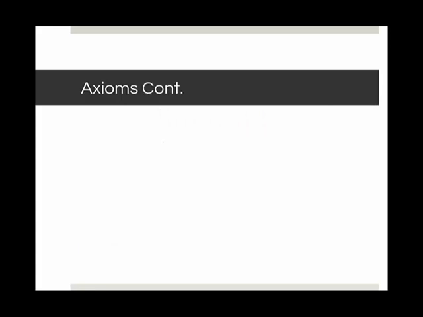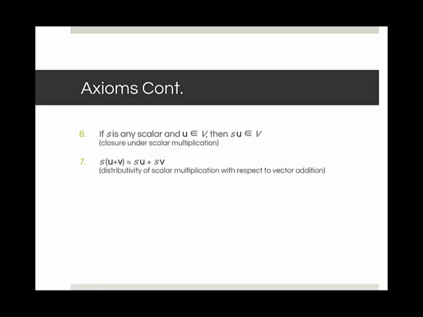So what else do we need to be a vector space? We're going to need closure under scalar multiplication. So if we take a scalar and multiply a vector, that is still going to result in a vector in set V. We're going to need scalar multiplication to distribute with respect to vector addition. So if I have a scalar times a quantity of a vector plus a vector, that's going to be equal to a scalar times a vector plus a scalar times a vector.